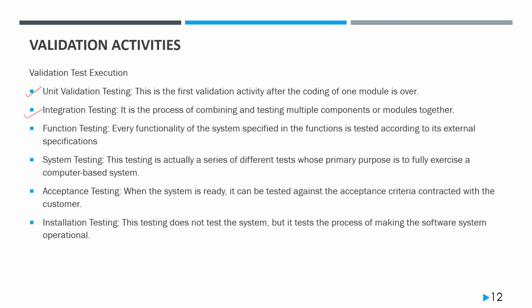Then come to function testing. When the integrated system has been tested, all the specified functions and their external interfaces are tested on the software. Every functionality of the system specified in the function is tested according to its external specification. An external specification is a precise description of the software behavior from the viewpoint of the outside world, like the user. Therefore, function testing is to explore the bugs related to discrepancies between the actual system behavior and its functional specification.